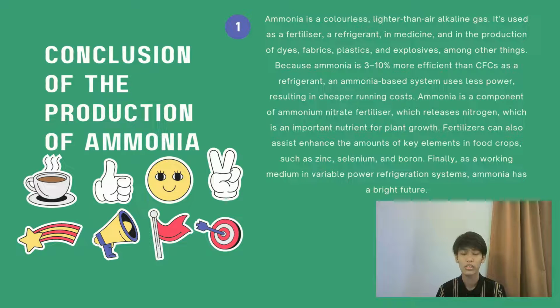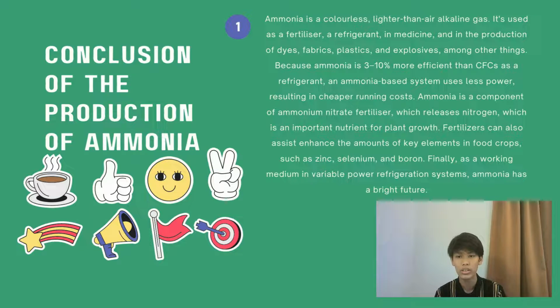Next, I will present the conclusion of the production of ammonia. As we know, ammonia is a colorless alkaline gas that is lighter than air. It is used as a fertilizer, a refrigerant, in medicine, and in making dyes, textiles, plastic, and explosives. Ammonia is a 3 to 10% more efficient refrigerant than CFC. So, an ammonia-based system requires less electricity, resulting in a lower operating cost.